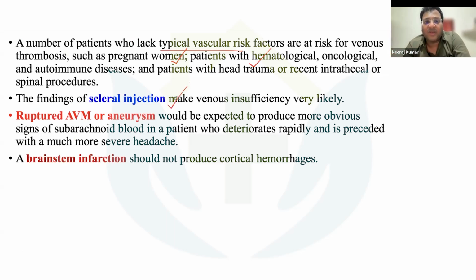The finding is scleral injection and venous insufficiency is very likely. Ruptured AVM and aneurysm may be expected to produce more obvious signs of subarachnoid hemorrhage in a patient who deteriorates rapidly, and brainstem infarctions should not produce cortical hemorrhage. So these are the options, and this is why these are not true.